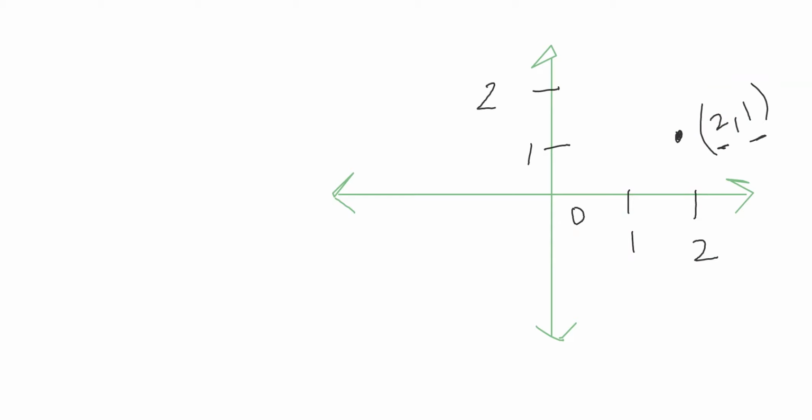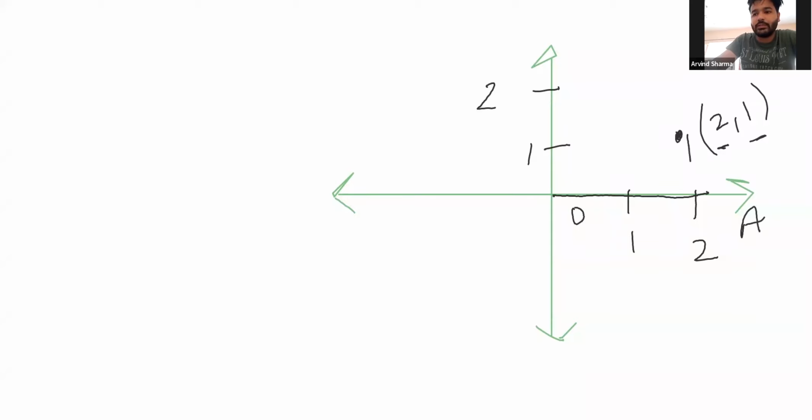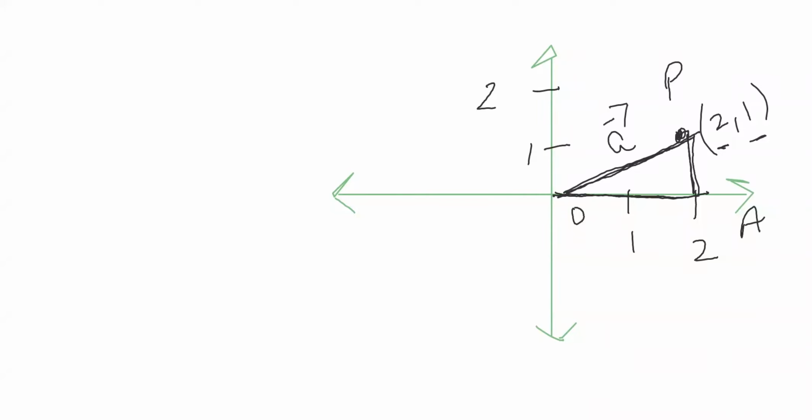Now if you see here, we are traveling from O to A. Let us take this point as A and this point as P. So we are traveling from O to A, then A to P, and this is the displacement OP, which is basically the vector. This vector represents the direction and the magnitude of what we have traveled, from this to this.